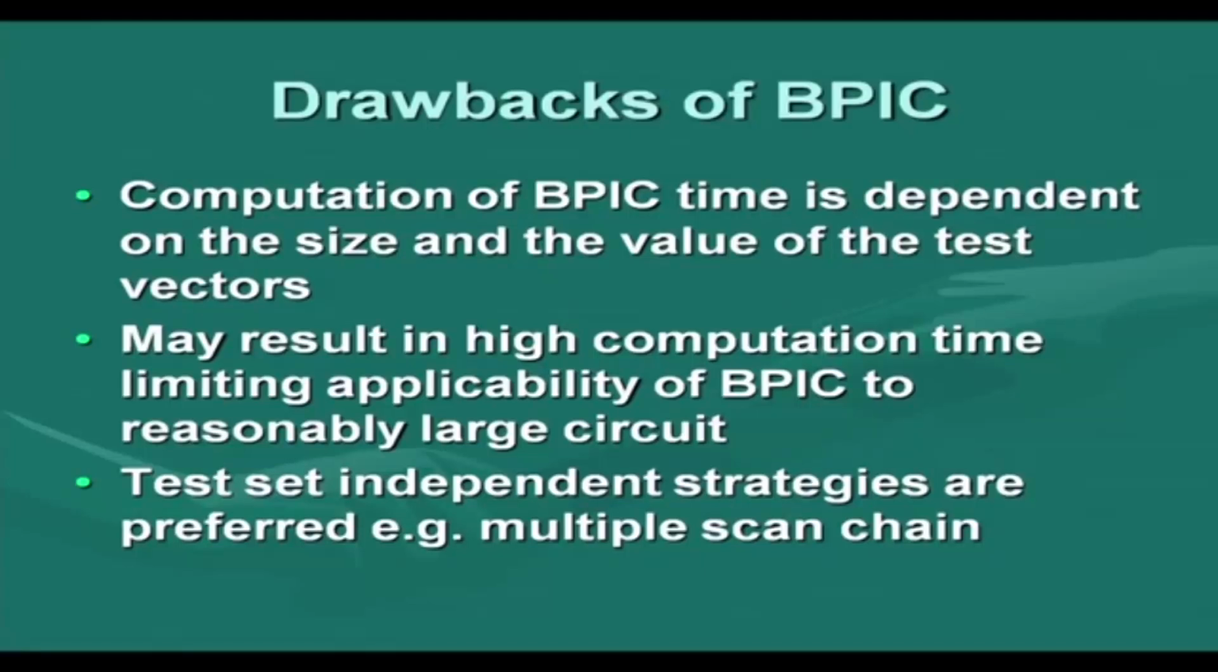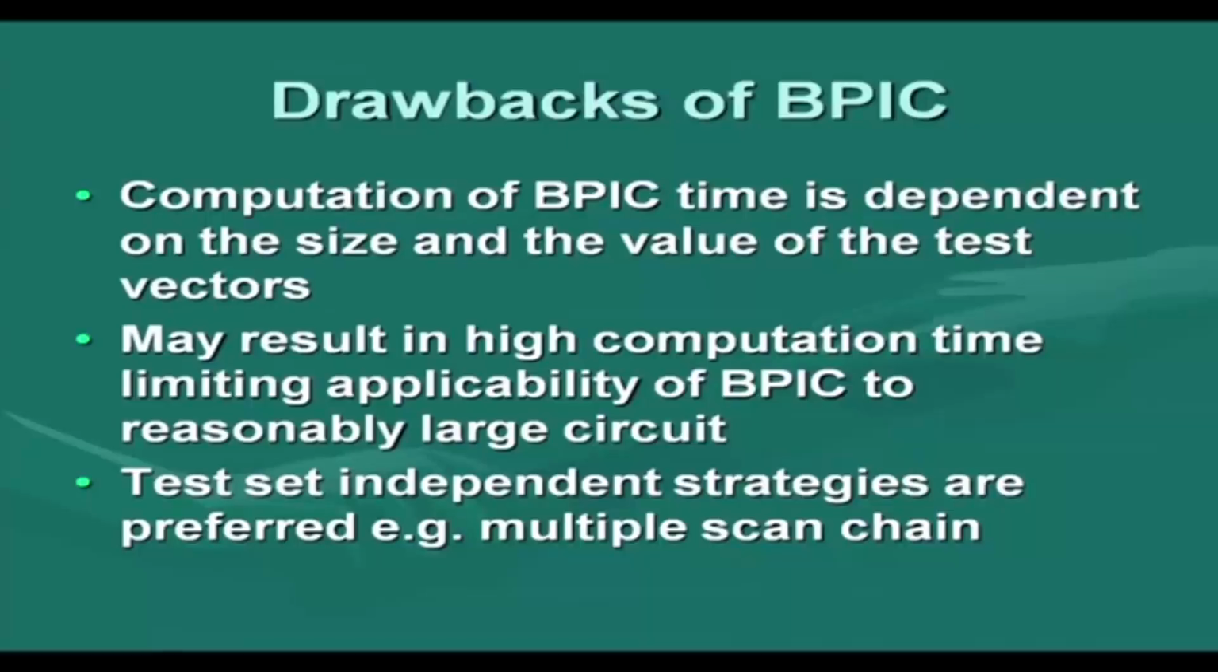And test set independent strategies are preferred, like having multiple scan chains. If multiple scan chains are there, then the individual scan chains are of shorter length. As a result, the number of shift cycles will be less in this case. So naturally we can have this multiple scan chain based strategy, and B peak can be computed there because the number of shift cycles is less.